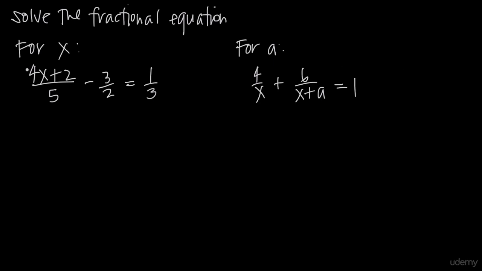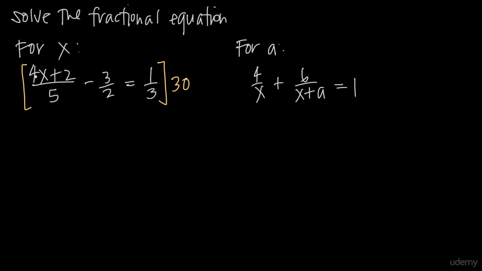So once we've identified that common denominator, we want to multiply every term on both sides of the equation by that number. So in this case, it's 30. And now we're just looking at distributive property here. We want to distribute the 30 across each term on the left-hand side and the right-hand side.